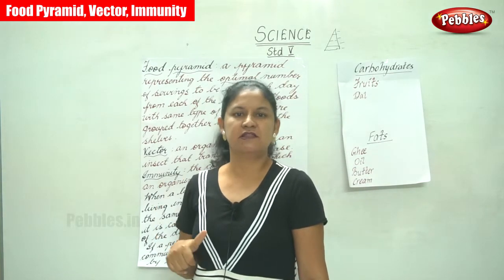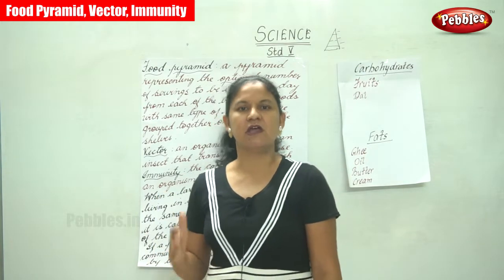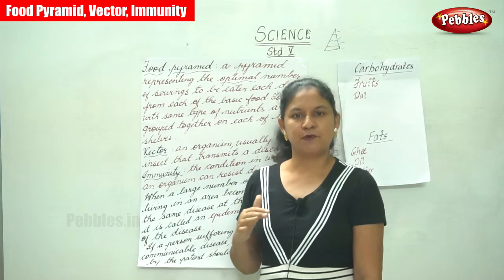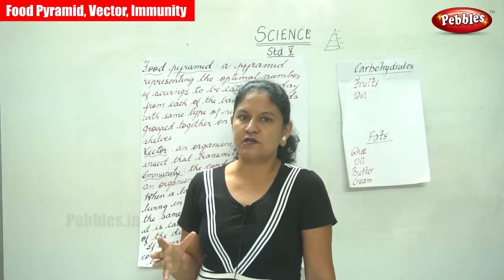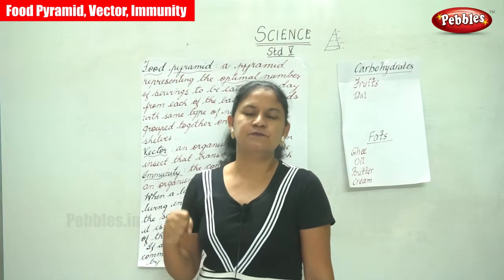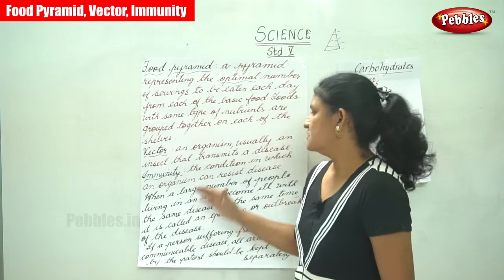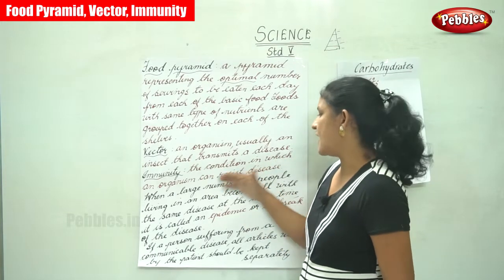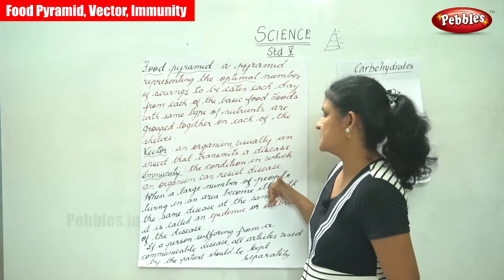And how do we get this immunity? Only by consuming a balanced diet, maintaining a proper lifestyle, and drinking plenty of water. All these help to build immunity in our body. So immunity is the condition in which an organism can resist diseases.